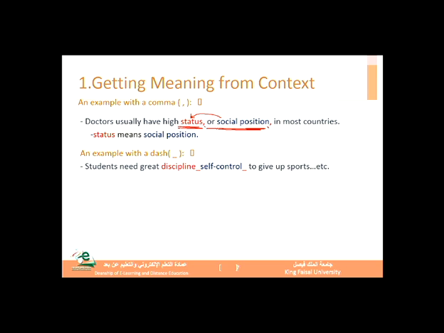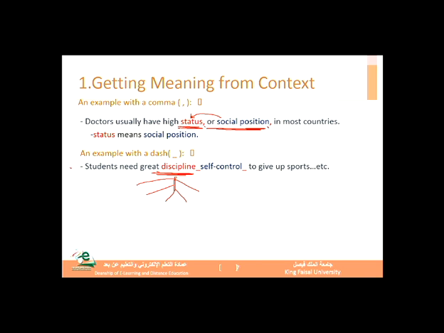All right, then we have an example with a dash. Here we have this sentence: Students need great discipline, or self-control, to give up sports, hobbies, etc. All right, the word that we want to know the meaning of is the word discipline. Again, as I said, sometimes one word might have 2 or 3 or more meanings. How do we know the meaning of this word in this context? Well, for example, linguistics is a discipline, right? So this is one meaning. Linguistics, mathematics, psychology, sociology, those are different disciplines.